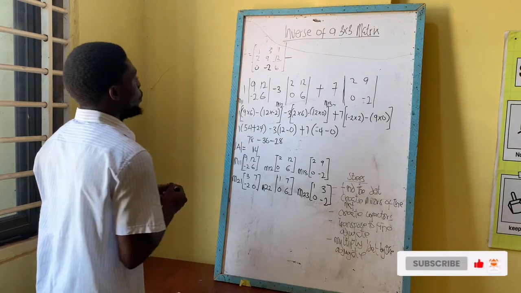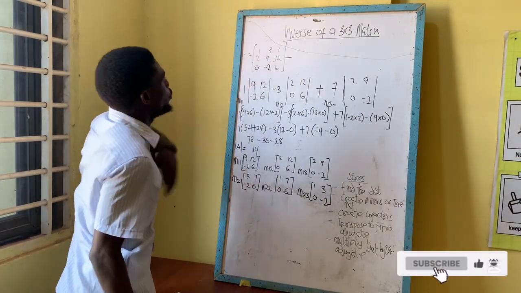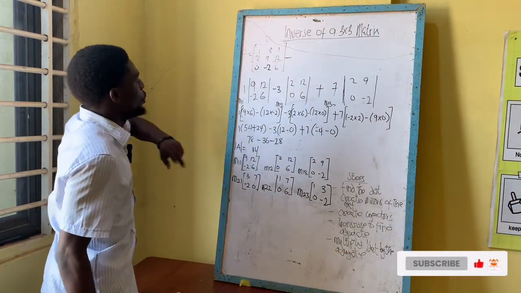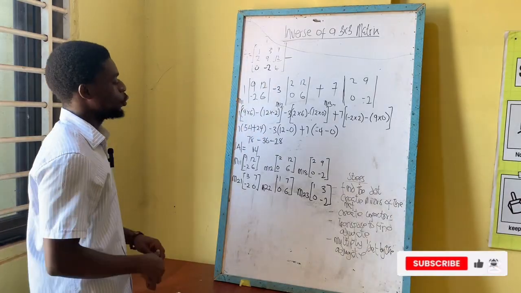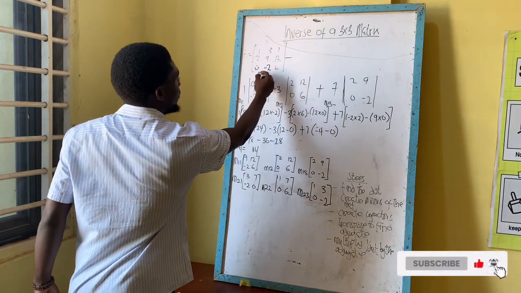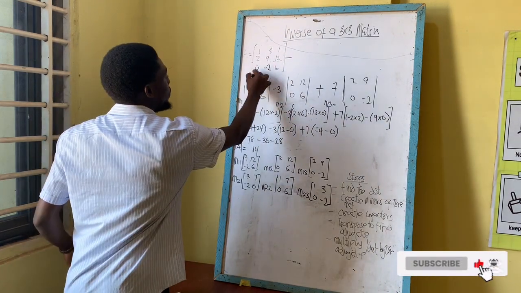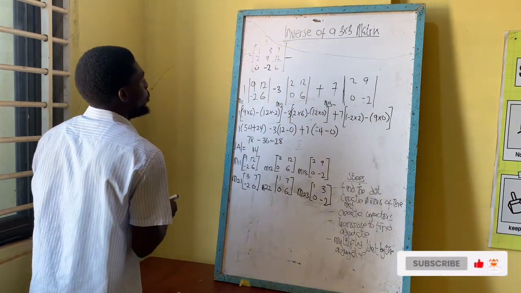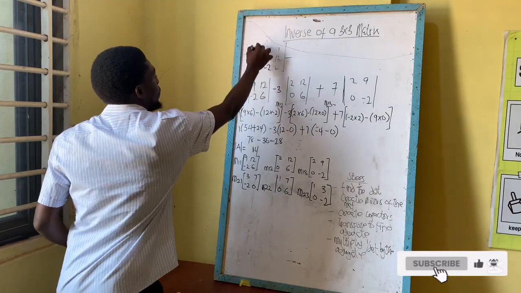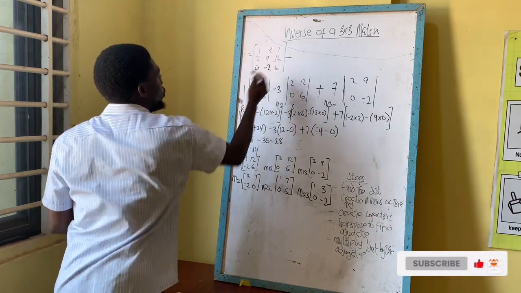You are not done. You remember you first dealt with the first row, then you moved to the second row. So now we are moving to the third row. So you mentally delete the third row and the first column to get your minor 3,1. So third row and first column. So this way, that way. So you get 3, 7, 9, 12.